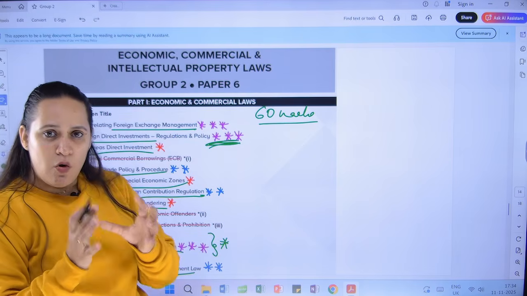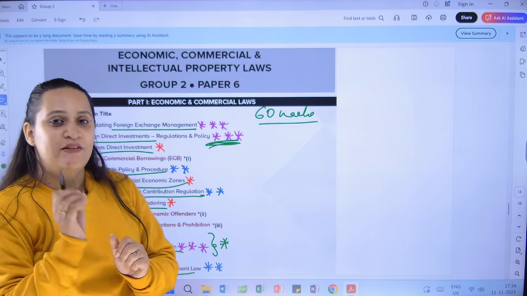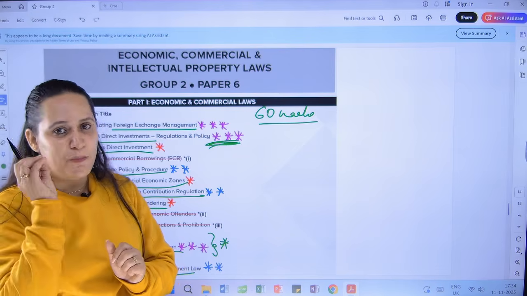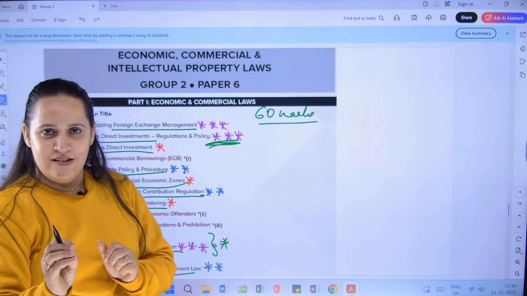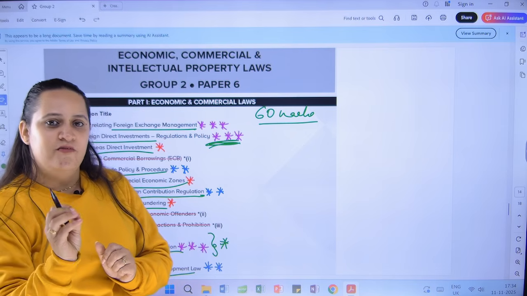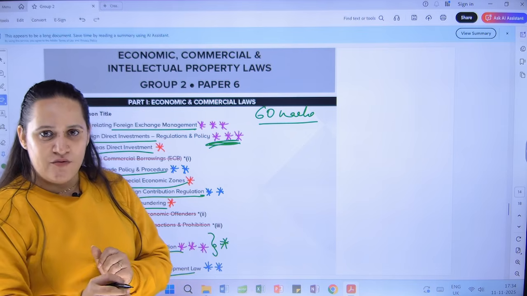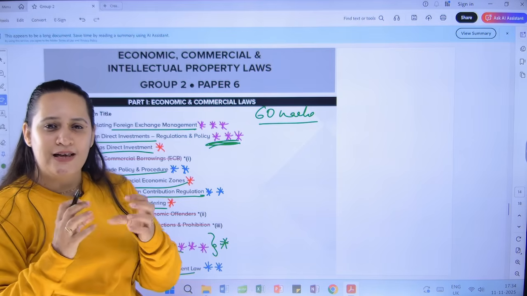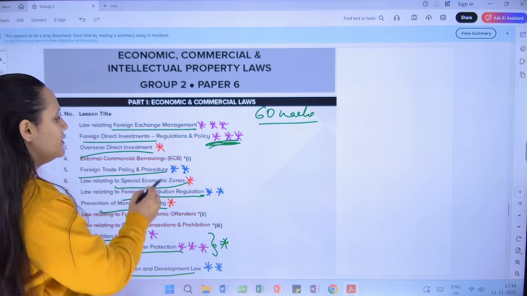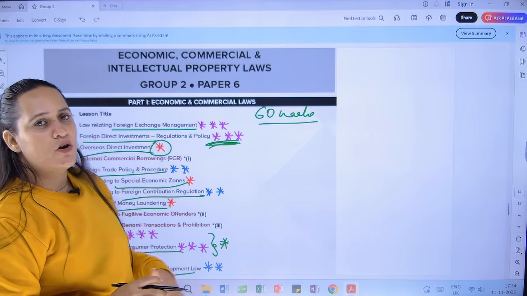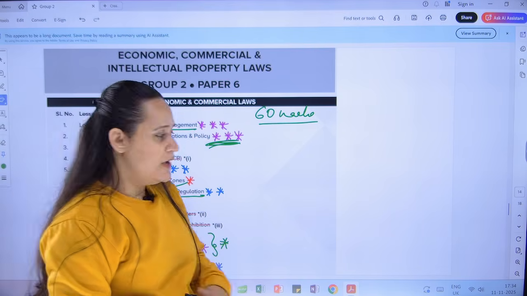And the ones which are small, simple to understand, they will carry weightage. At least 5 marks from every chapter is guaranteed. Right? 5 marks from every chapter is guaranteed. So, you have to study everything. But because they are small, easy, quicker to understand, I've put it under the third category. So this is the order of preference you should follow for ECIPL.